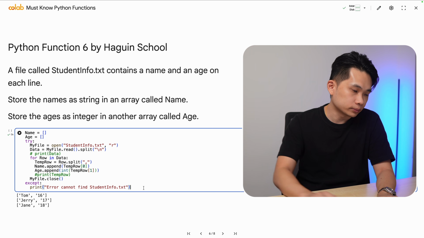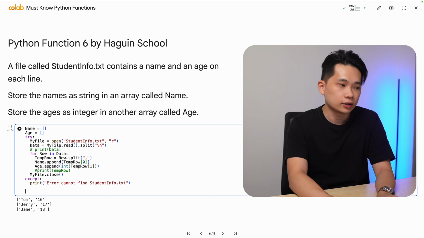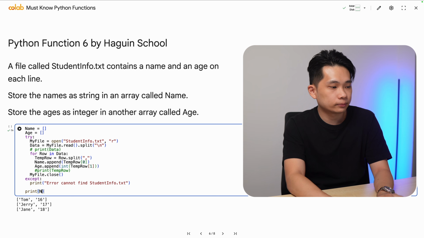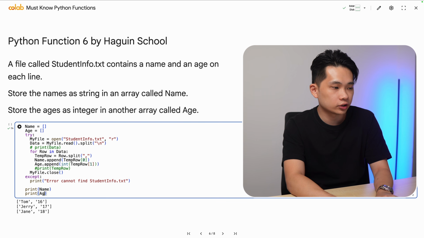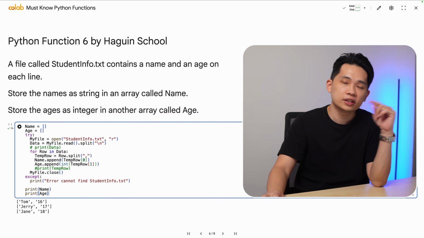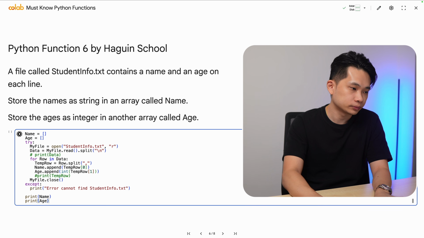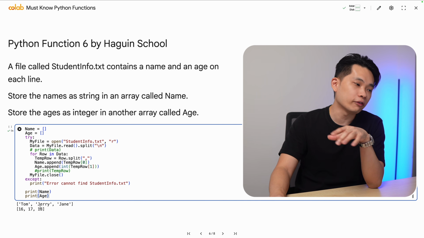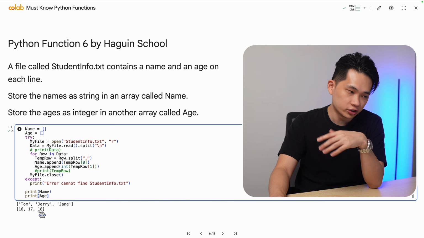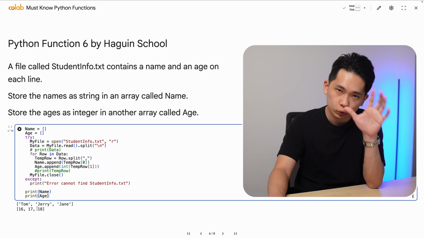And finally, for demo's sake, let me print the name and also print the age, and we should see whether this is working as expected. Let me click Shift Enter. So look at this. Right now we have Tom, Jerry, Jane, and then we have 16, 17, 18, which is the age. So this is how you do this question.